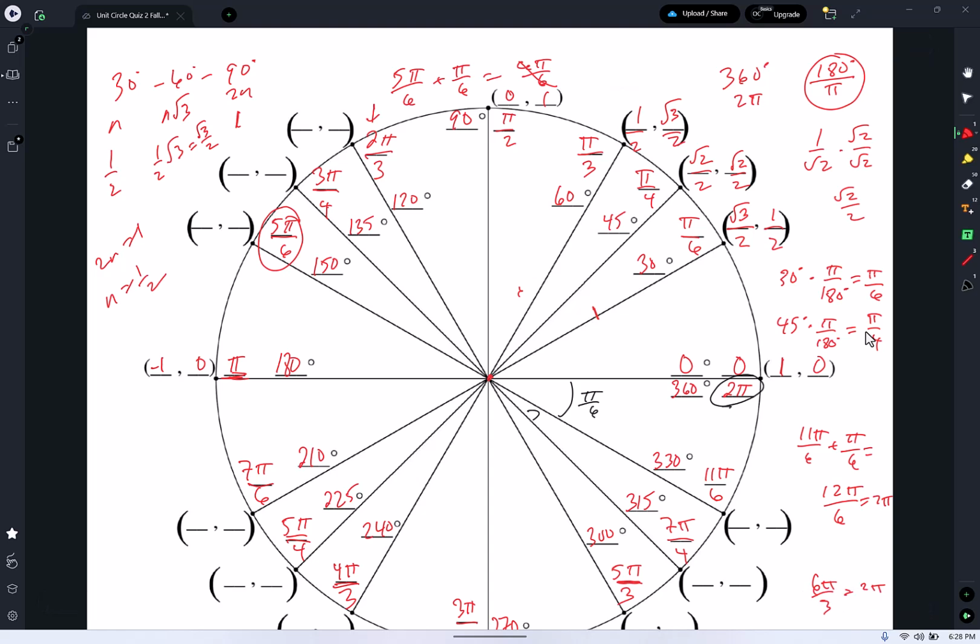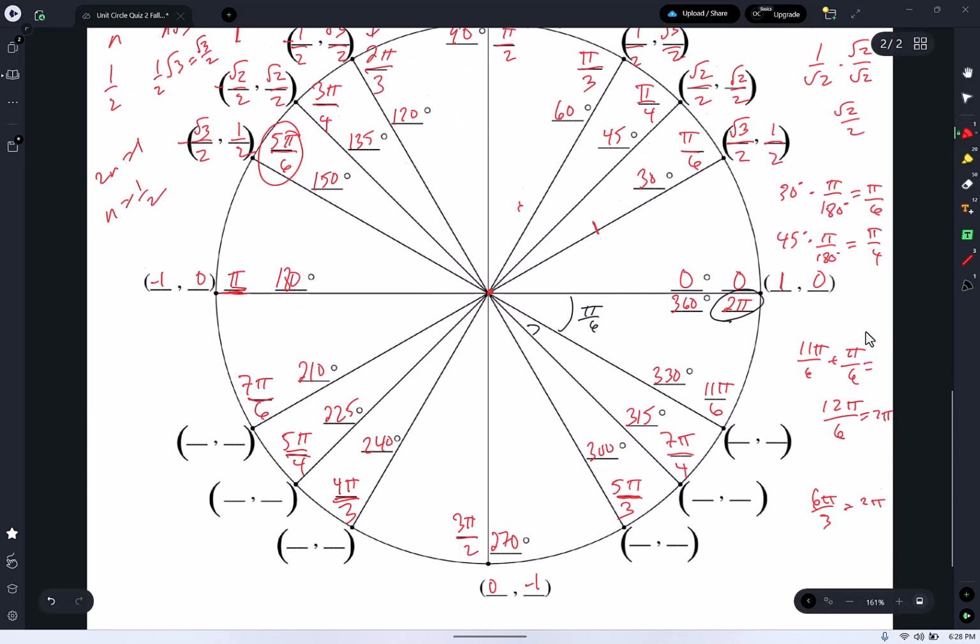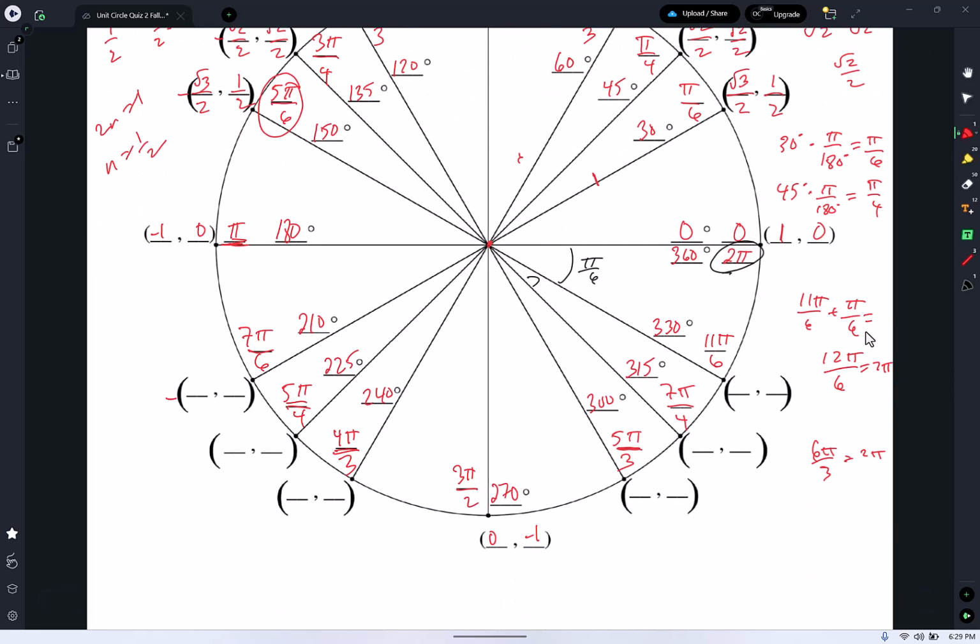Let's continue the pattern reflected across the y-axis here for quadrant 2. The x value is negative now in quadrant 2, so negative a half, square root of 3 over 2, negative square root of 2 over 2, square root of 2 over 2, and then this one's negative square root of 3 over 2, 1 half. And then in quadrant 3, both of them are negative, so negative square root of 3 over 2, negative 1 half, negative square root of 2 over 2, negative square root of 2 over 2, and then negative 1 half, negative square root of 3 over 2.